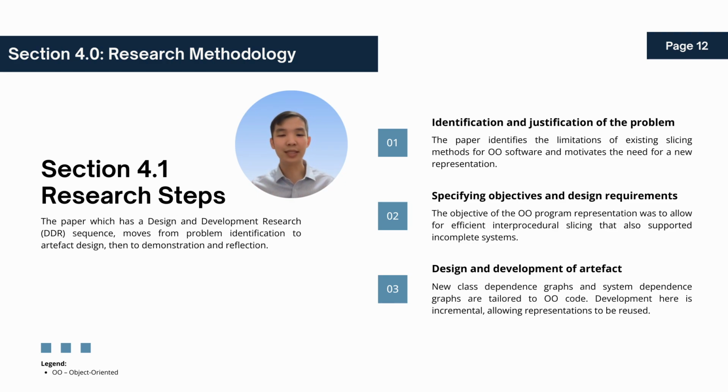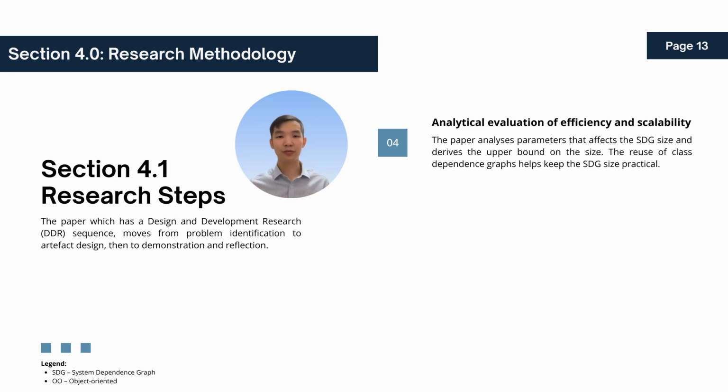And here is where we see things such as the class dependence graph, the CIDG, and eventually the full SDG, the system dependence graph, being fully developed for OO systems. And the key idea here is that they had designed all these things based on the specifications stated earlier in step 2. After completing the development work on the artifact in step 3, well, the fourth step would be to perform an analytical evaluation for both efficiency and scalability.